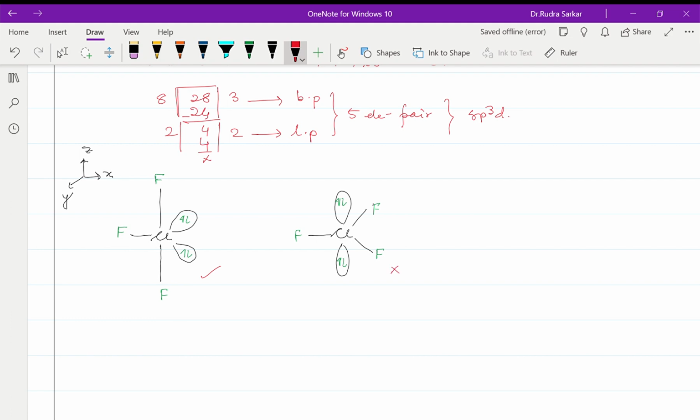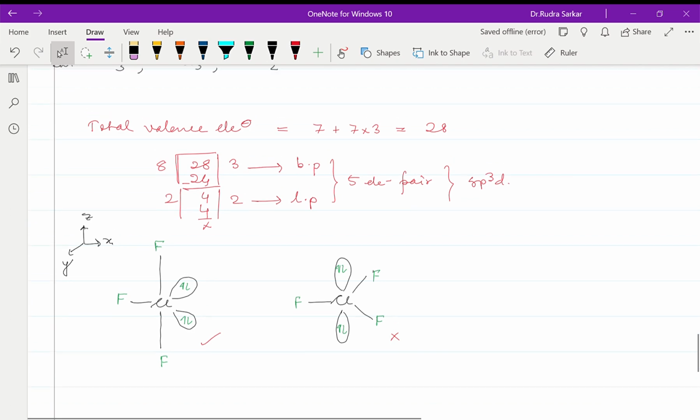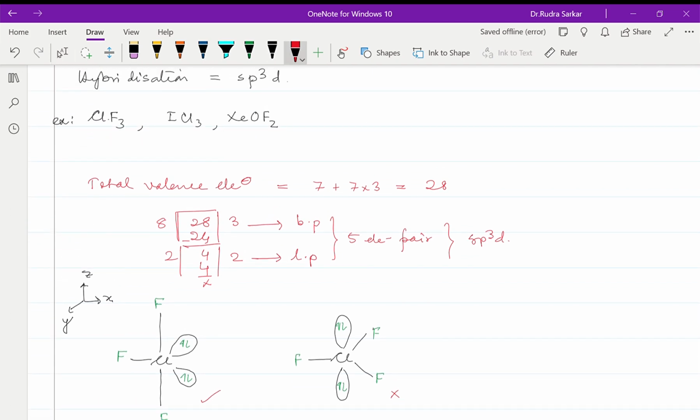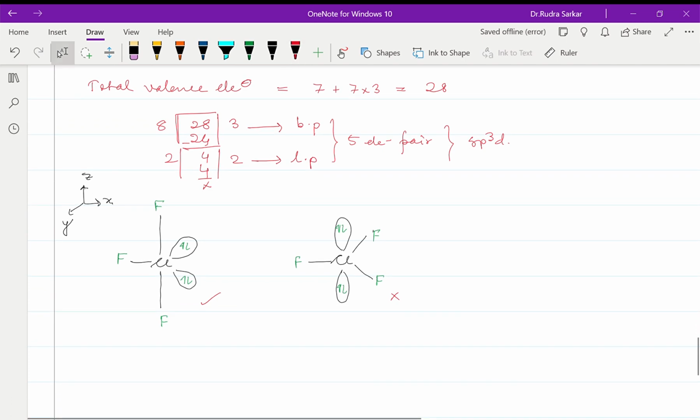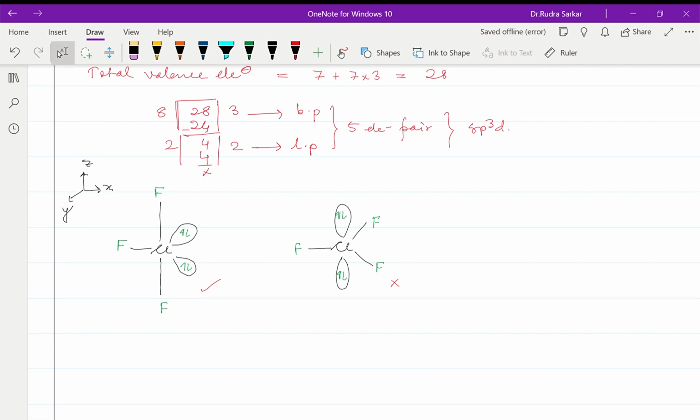The same thing can be done for ICl3 or XeOF2 also. That is something I am leaving for you to practice. Now, out here, as we said, the hybridization is what? This is our hybridization.